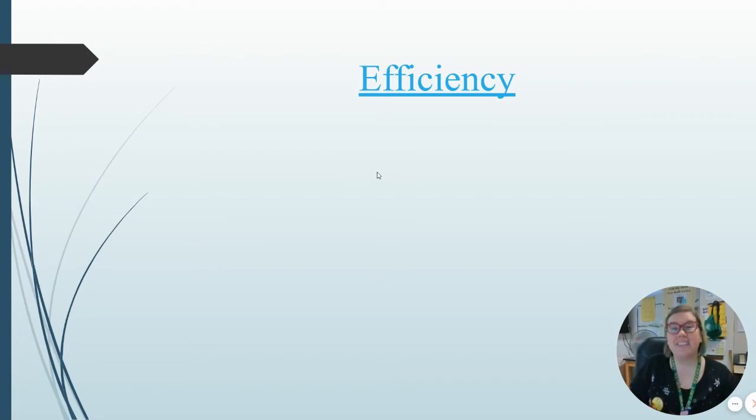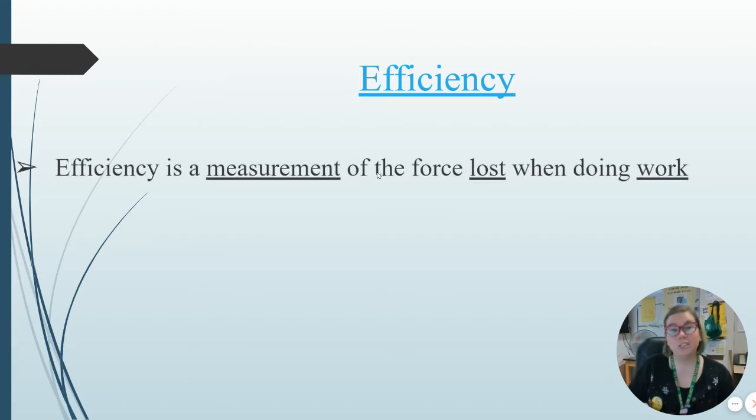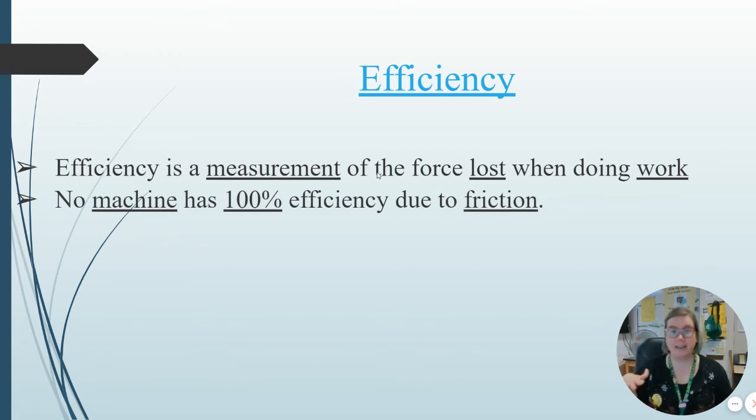Now we're going to talk about efficiency, one other way of talking about how these simple machines are helpful. Efficiency is a measurement of the force lost when doing work. No machine is 100% efficient because we have friction, right? We know that friction is going to slow things down. It's going against movement, so anytime we do anything, we're working against friction. And so we're losing some of that force or energy that gets put into something.